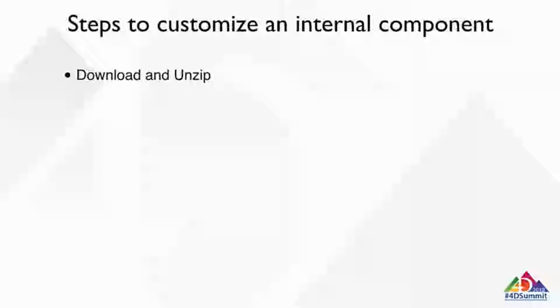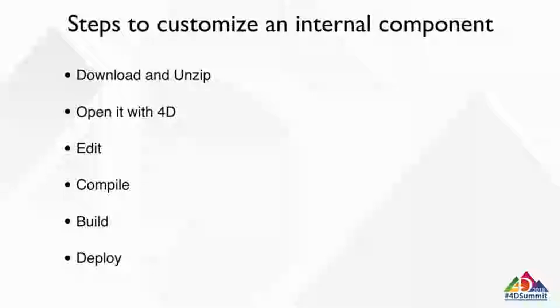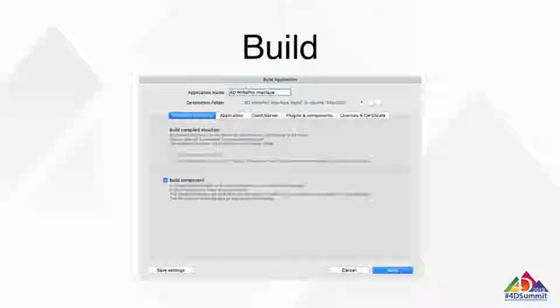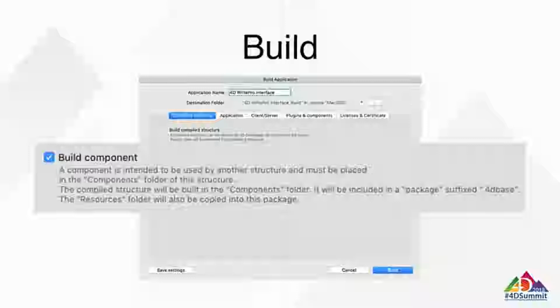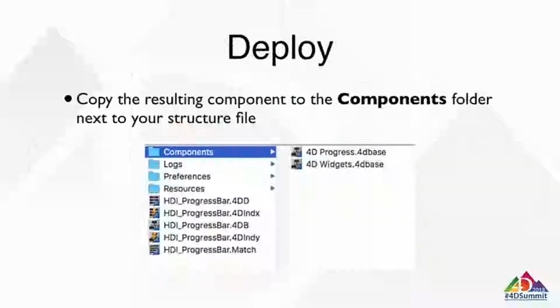So what are the steps to customize your internal component? Of course, you go to the forum, you download it, you unzip it, then you open it with 4D, then you edit it any way that you want. Of course, you compile it. After you compile it, you build it, and then you deploy it. It's pretty simple, roughly the same thing that you do with your components. You just need to go to the build part and go to the section build component. And then you create that component, and when you're done, you take that component and you place it inside the components folder of your 4D application.